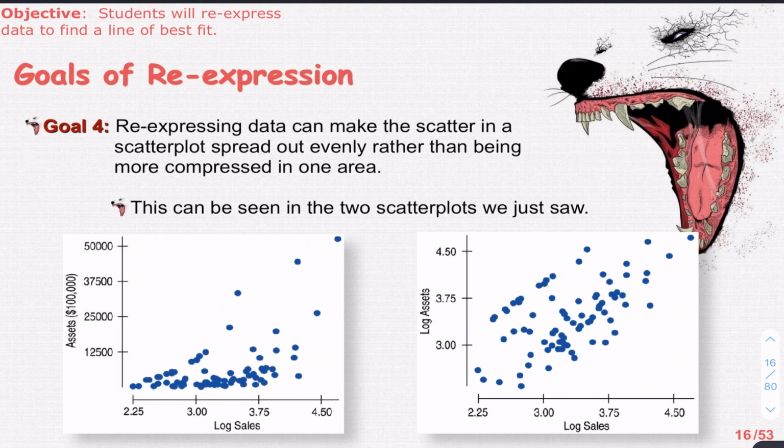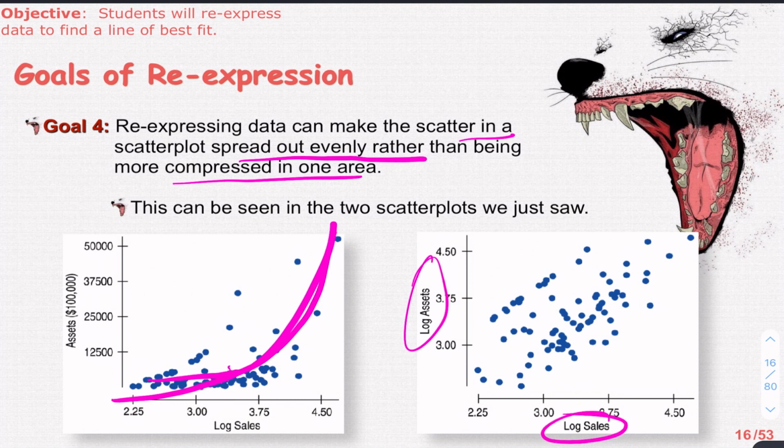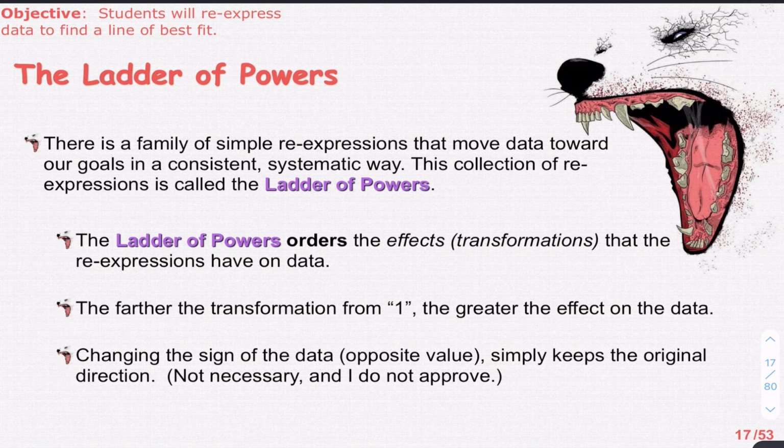Goal number 4, re-expressing data can make the scatter in a scatter plot spread out evenly rather than being compressed in one area. So everything's down here below, and then it jumps up, looks like exponential growth. Well, what we can do then is take the logs of both variables to linearize. This can be seen in the 2 scatter plots we just saw. So log of 1 versus the assets, log of both, now we are looking at the linear version.